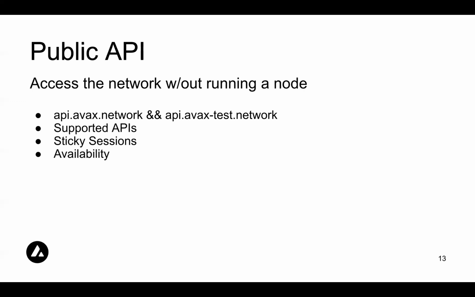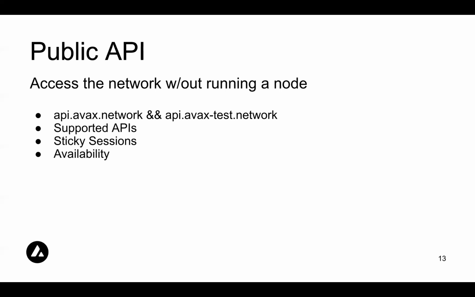There's also sticky sessions. So requests to the public API server are distributed by a load balancer to an individual node. As a result, consecutive requests may go to different nodes, and that can cause issues for some use cases. For example, one node may think a given transaction is accepted, while on another node, the transaction is still processing. To work around this, you can use sticky sessions, and this allows consecutive API calls to be routed to the same node. And you can do this over curl, or you can do this using Avalanche JS.